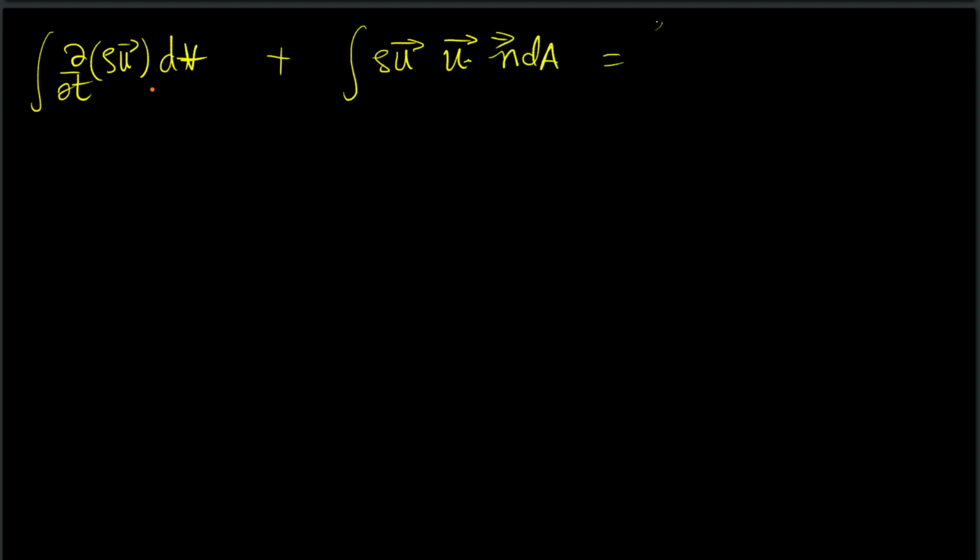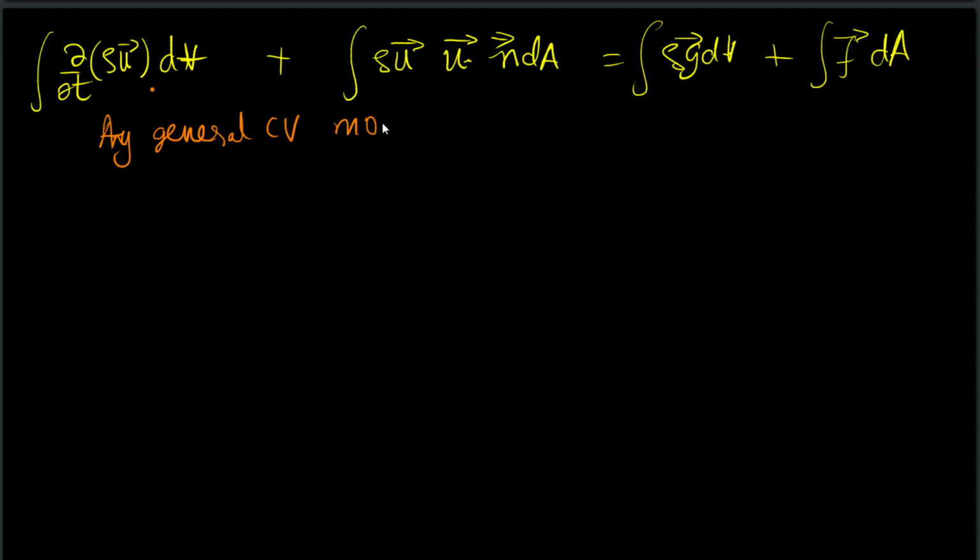So del T of rho u dv plus integral rho u dot n dA is equal to integral rho g dv plus integral f dA. So this is the momentum equation for a control volume moving with the fluid. Now if I want to apply this to any general control volume moving with an arbitrary velocity, so how can I do that?